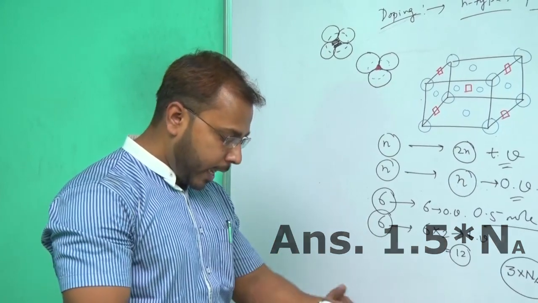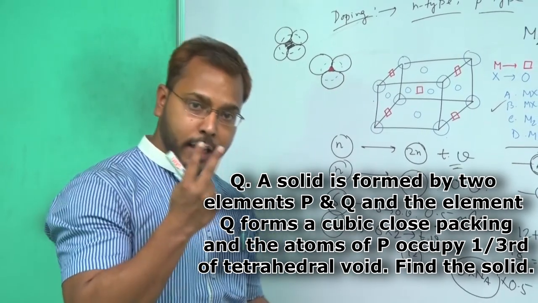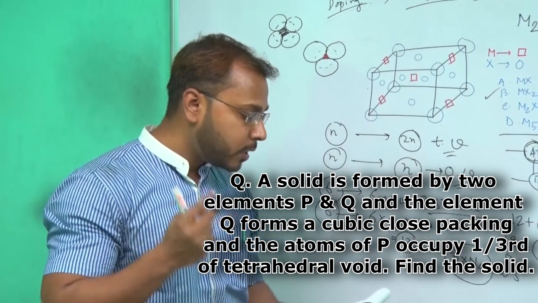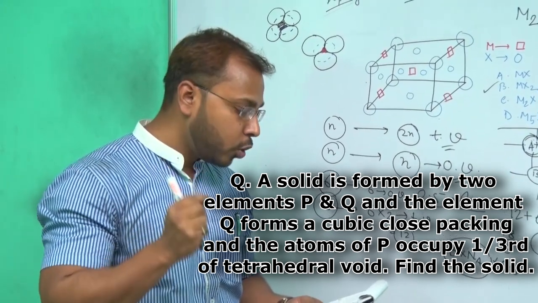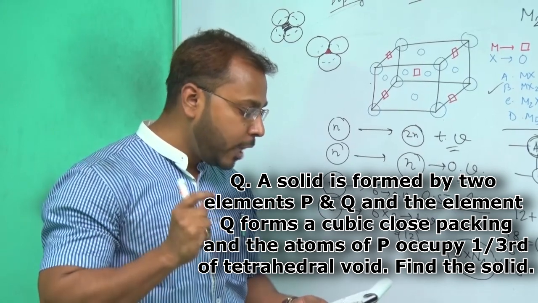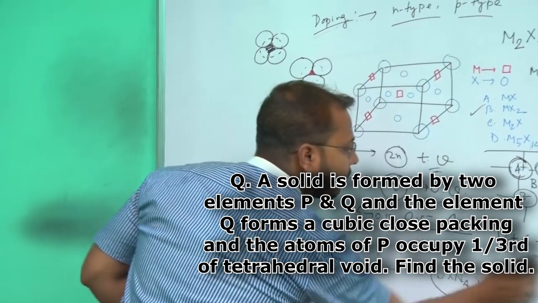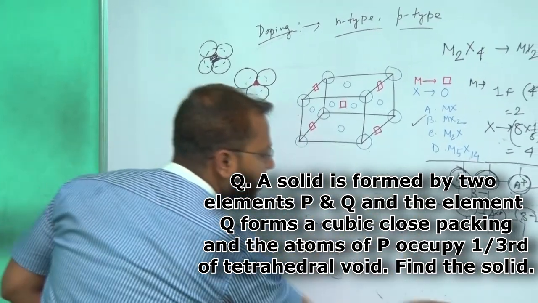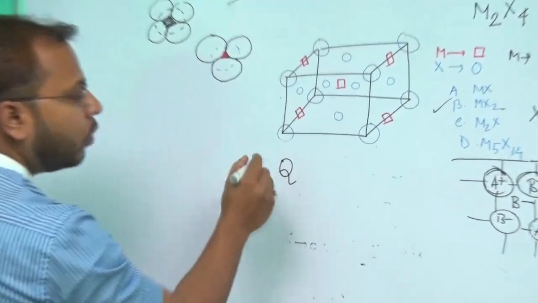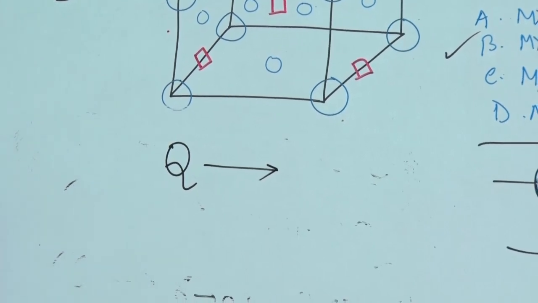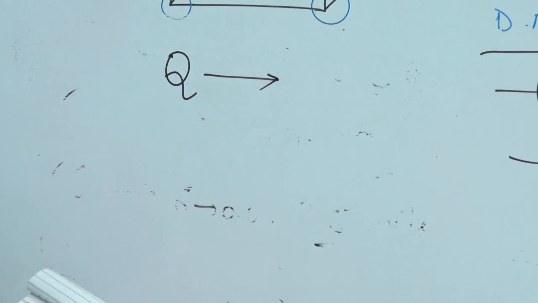Okay. Another question is given. A solid is formed by 2 elements, P and Q, and the element Q forms a CCP, cubic close packing, and the atoms of P occupy 1/3 of tetrahedral voids. Okay, so in this case we have P and Q. The lattice or crystal is formed by P and Q. So for Q, Q forms cubic close packing and P occupies 1/3 of tetrahedral voids.